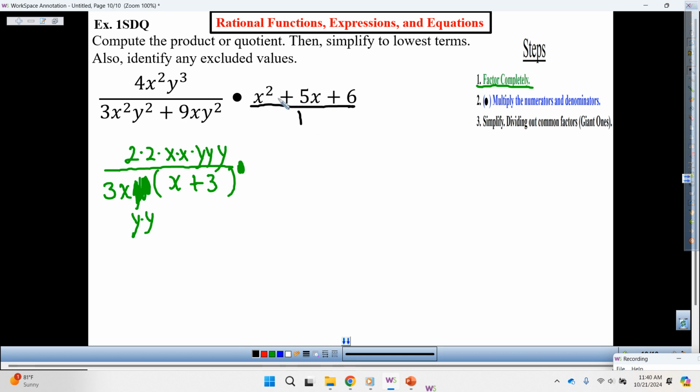So, tell your neighbor how to factor this one.